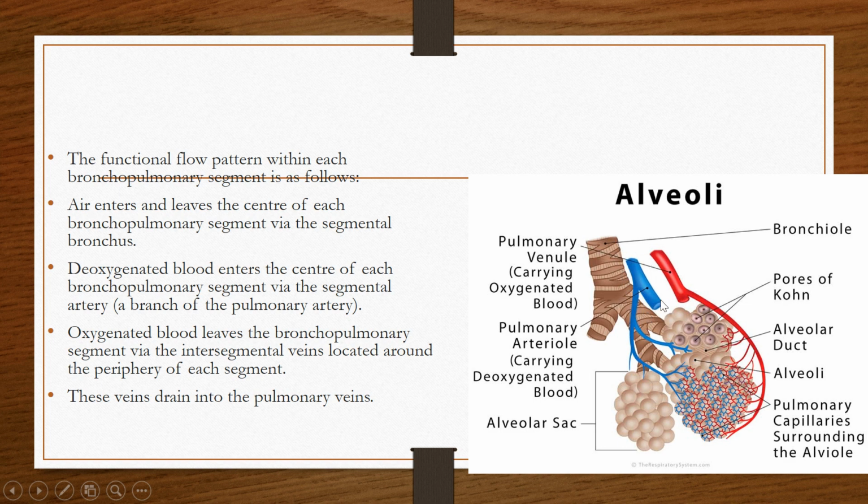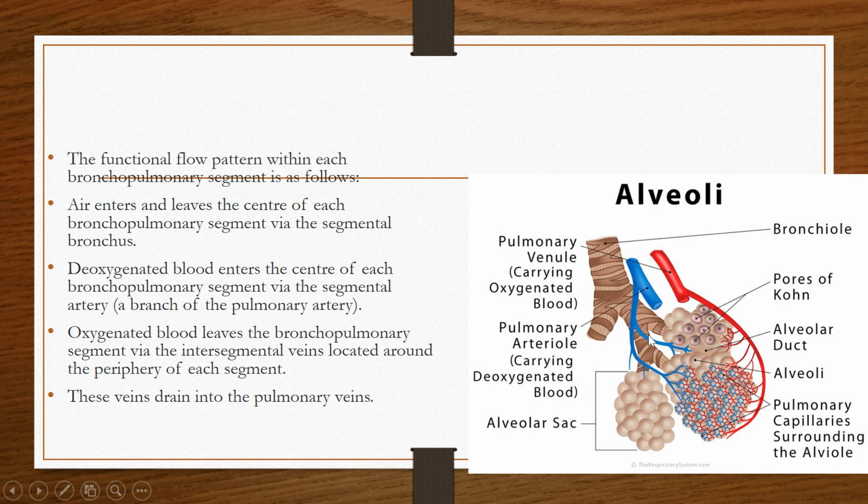Can you see this blue colored artery? Why is this blue colored? Because here the deoxygenated blood is present, so it is blue in color. It is carrying deoxygenated blood, although this is the segmental artery, which is a branch of the pulmonary artery.